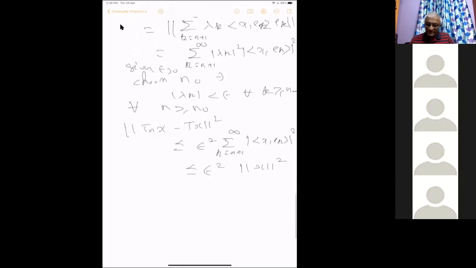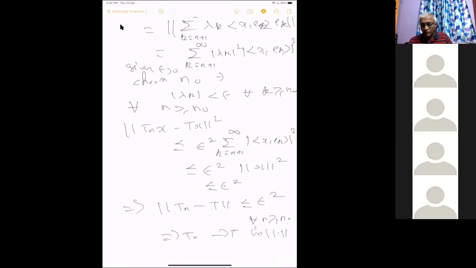So I'm just taking it like this. But norm x square is less than or equal to 1, so this is less than or equal to epsilon square. So this implies norm T_n minus T is less than or equal to epsilon for all n greater than or equal to n0, so T_n converges to T in norm. So this implies T is compact.